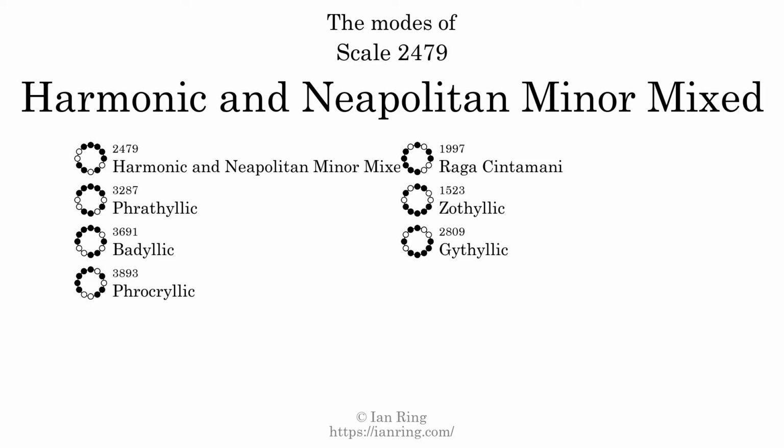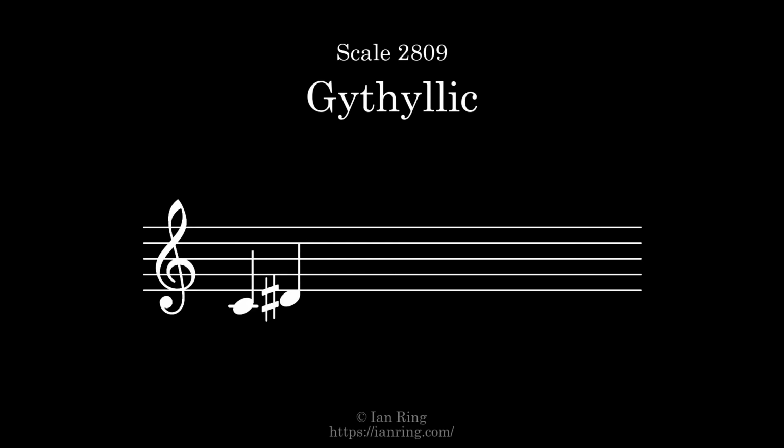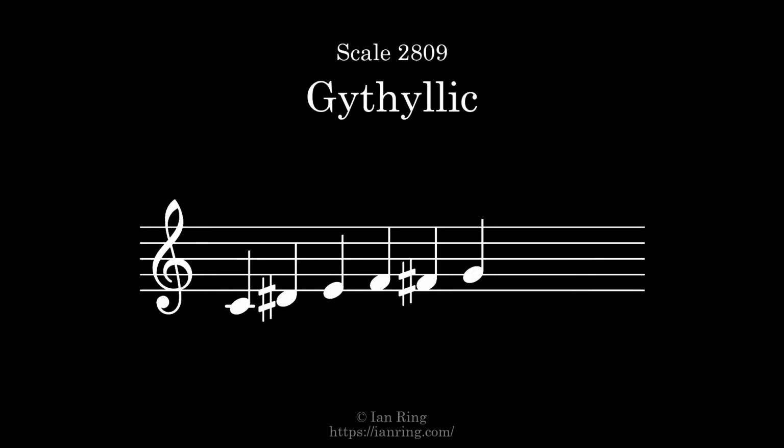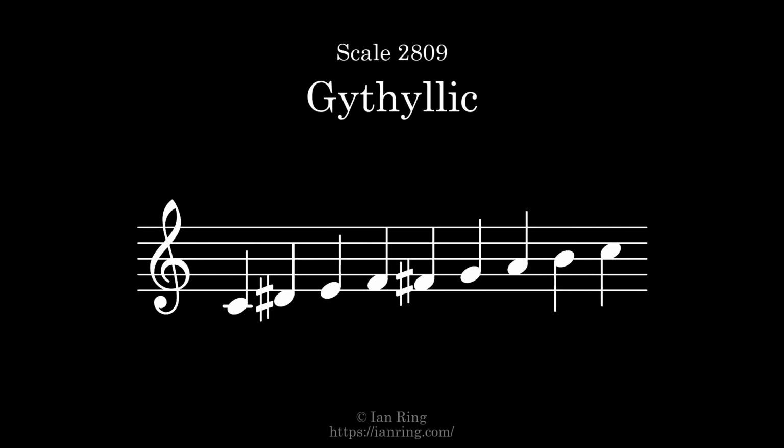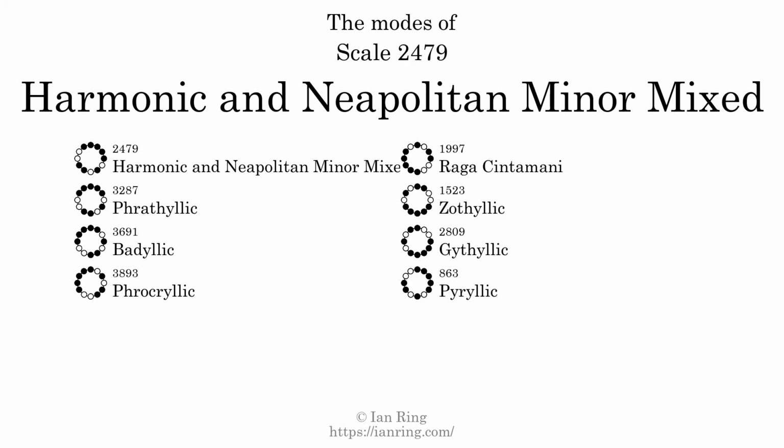The seventh mode is scale 2809, also known as japhilic. It sounds like this. The eighth and last mode is scale 863, also known as pyrrhic. It sounds like this.